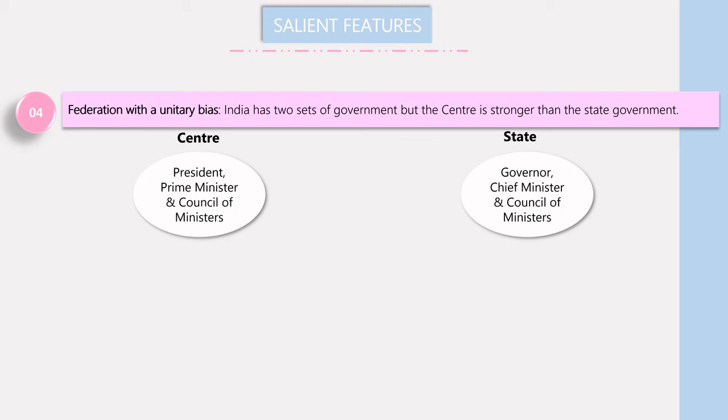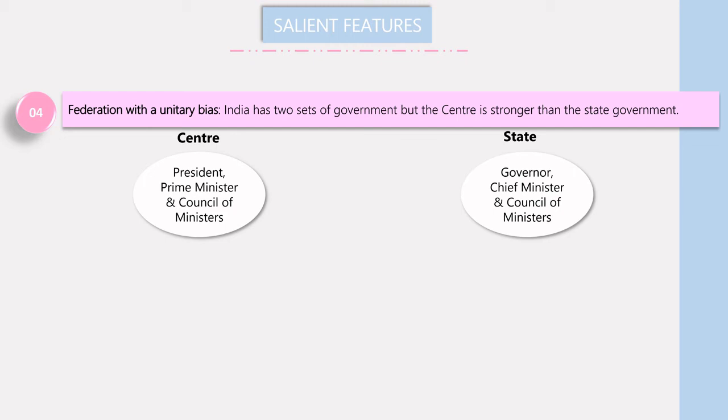Apart from federal features, India also has unitary features. First point, Article 1 of the Indian Constitution describes India as a union of states and not as a federation of states. As a result, no state can secede from the Indian Union. Second, there is an integrated judiciary. Third, the system of single citizenship exists. Fourth, there is a single constitution for the center as well as for the states.